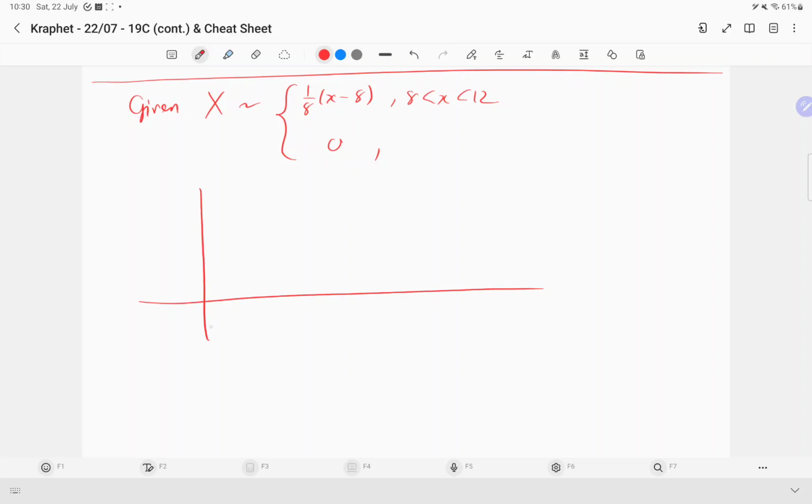1/8 x and then minus 1. So it starts from 0 when x equals 8. So that'll be from 8, 9, 10, 11, 12. Let's say from 8 to 12 here. Right, and when it's 12, it's 1/2. So that'll be from here to here.